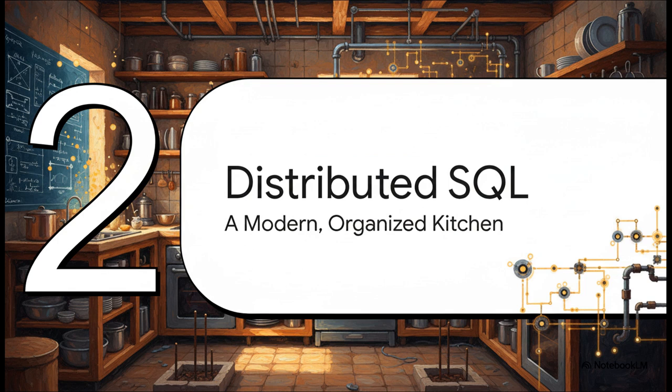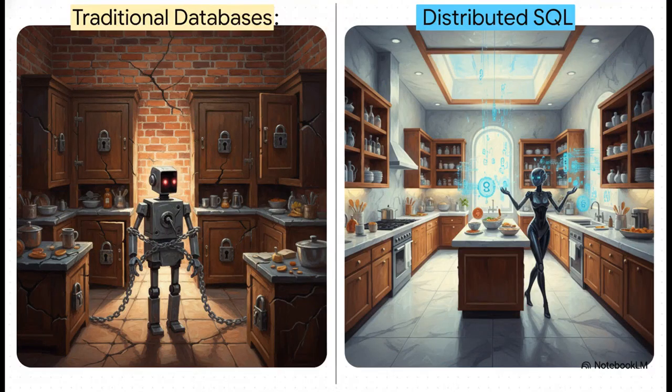So, how do we fix this disaster of a kitchen? Well, the solution is to build a totally new foundation, a modern, organized kitchen designed from the ground up. And the blueprint for that kitchen? It's a data architecture called Distributed SQL. Let's just compare the two for a second. Traditional databases are rigid, they're fragmented, they just can't handle the wild, unpredictable nature of AI.